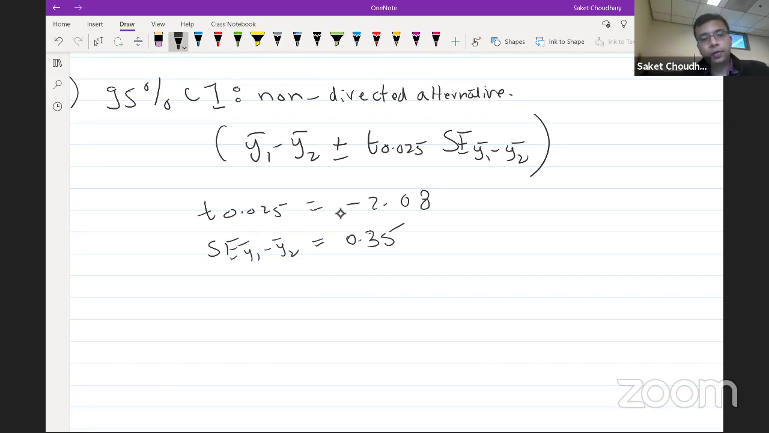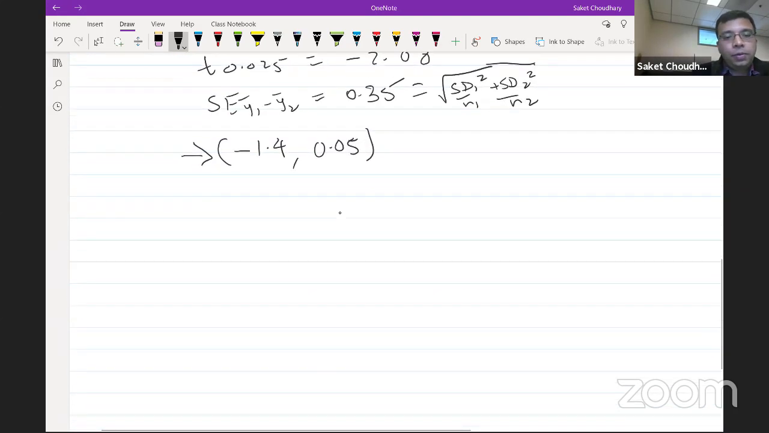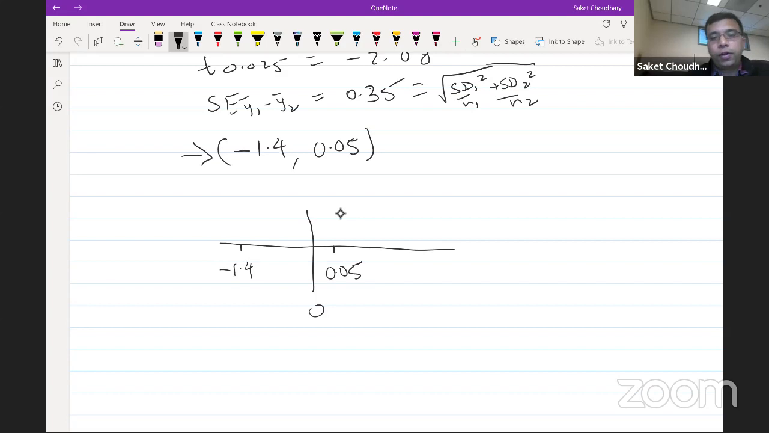The standard error, the way we got it, is what we did in our previous class. This is essentially equal to the square root of the sum of SD1 squared over n1 and SD2 squared over n2. Next, we are asked to plug in the values. If you plug in the values to the above formula, you'll get the interval lying in this range. If you look at it on the number line, your 0 is here, the lower value is here, and the upper value is at 0.05.